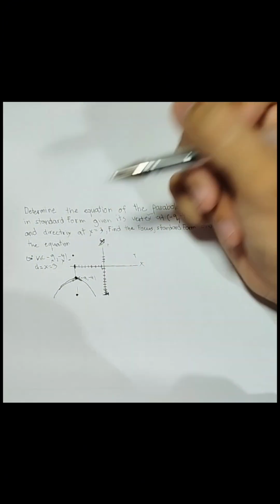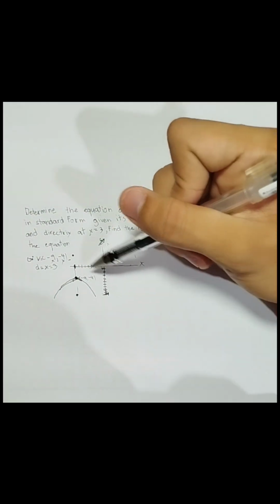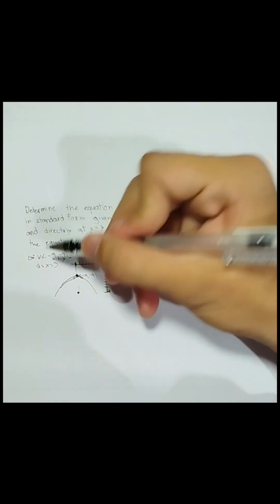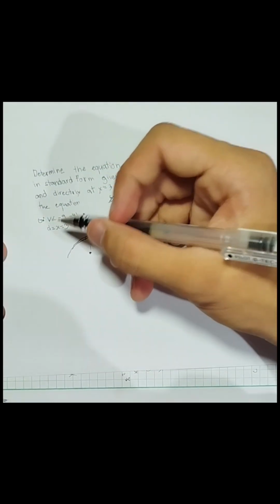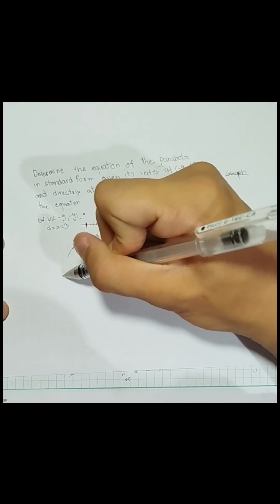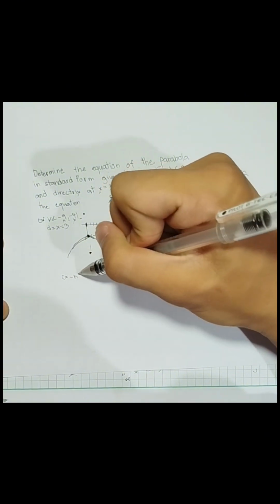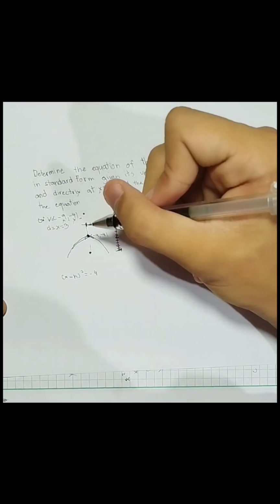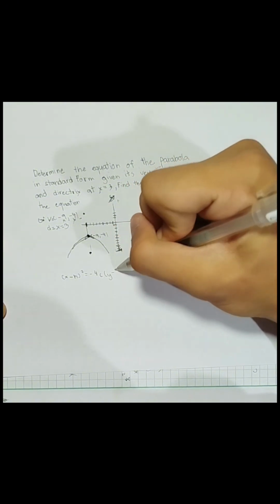Now that we know how our parabolic arc opens, we can determine our equation. Since our parabolic arc opens at the negative side, and we also know that our vertex is not on the origin, our equation should be (x minus h) squared is equal to negative 4c (y minus k).